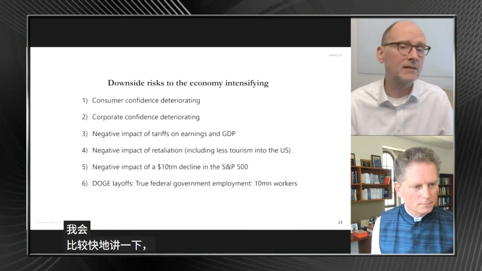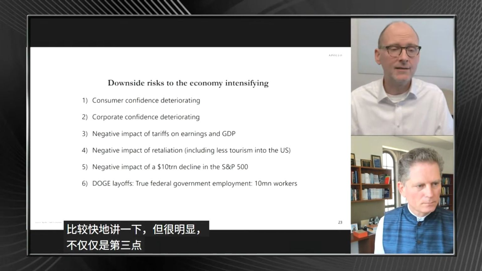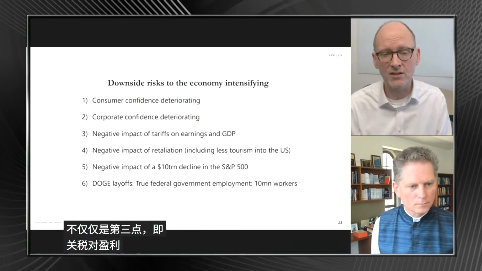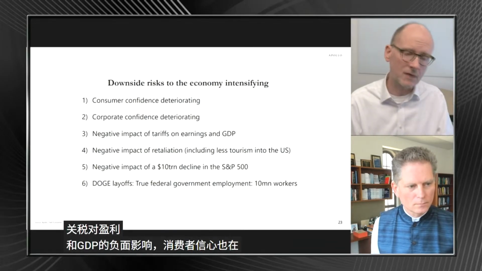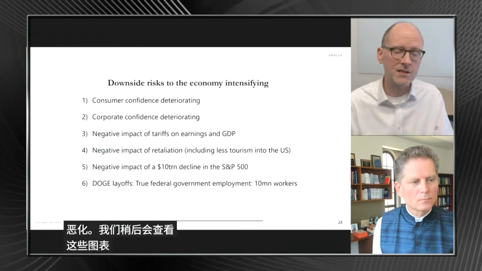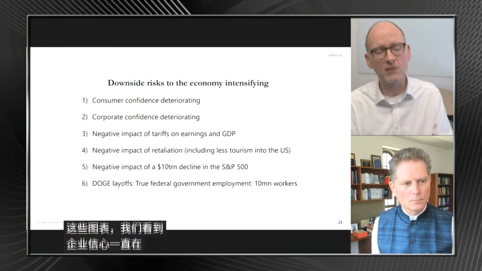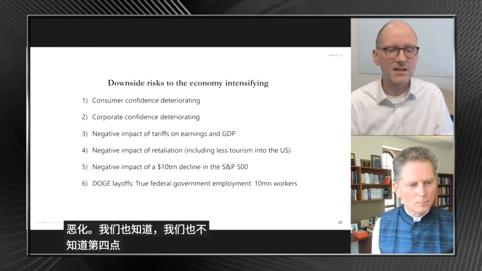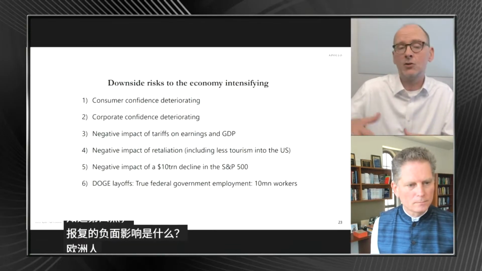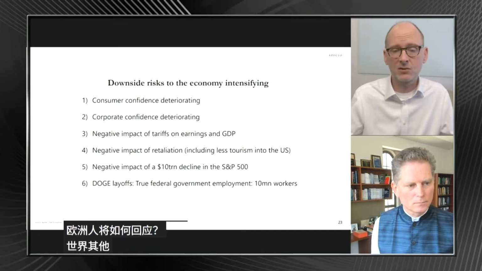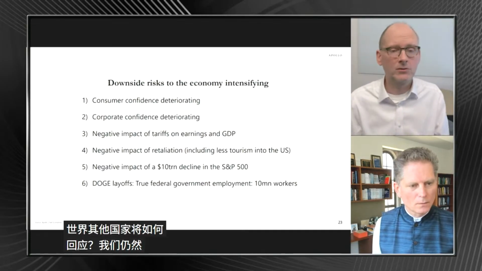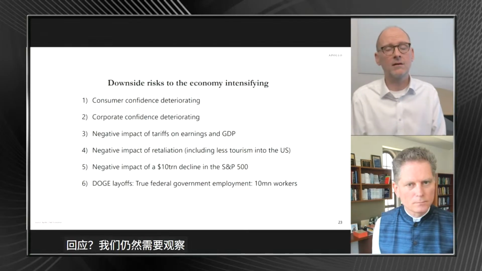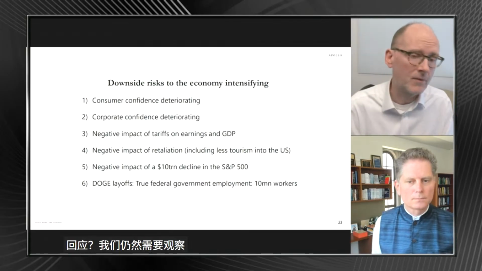this relatively quickly, but it's clear that it's not only number 3, namely the negative impact of tariffs on earnings and GDP. We also have consumer confidence deteriorating. We'll look at those charts in a second. We've seen corporate confidence deteriorating. We also don't know, in bullet point number 4, what is the negative impact of retaliation? How are the Europeans going to respond? How is the rest of the world going to respond? We still have to see what exactly the response is going to be from the rest of the world.